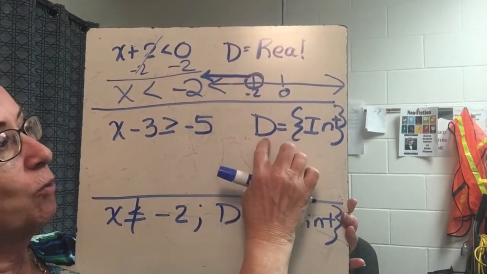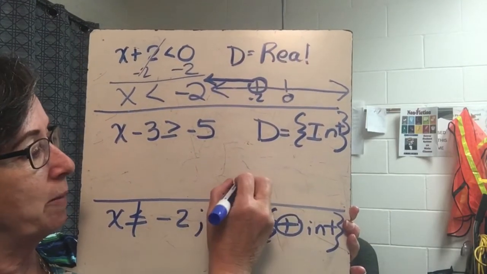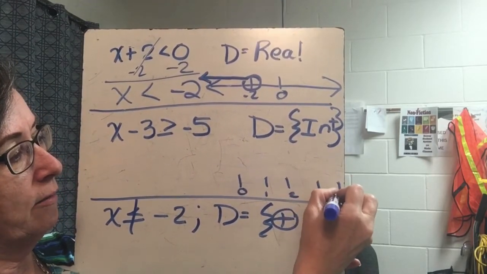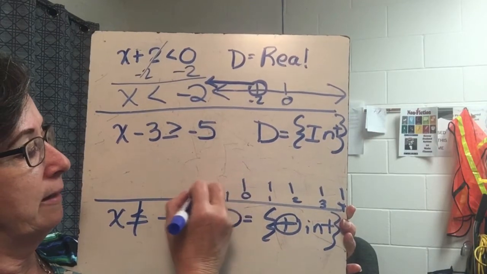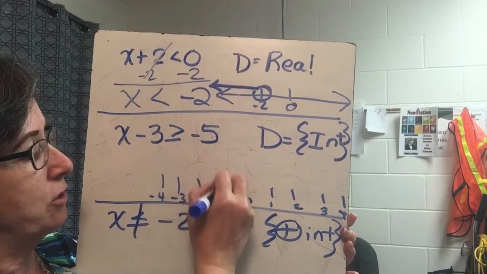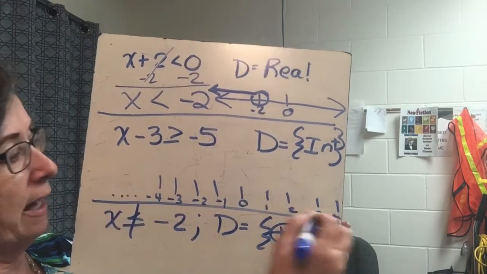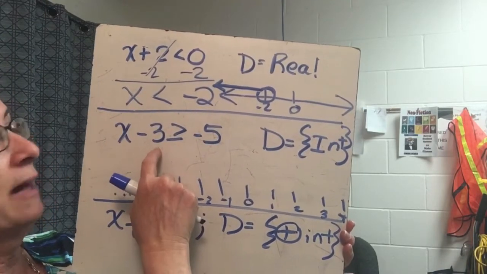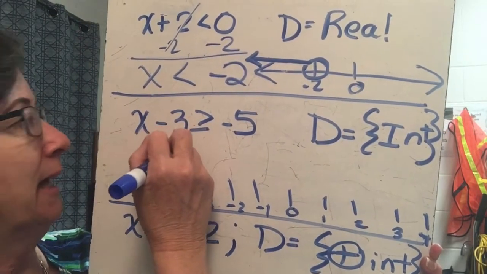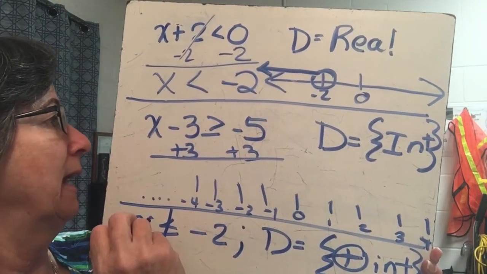Okay, so now we have our domain is the set of integers. So integers, remember, here's 0, 1, 2, 3, 4, -1, -2, -3, -4. Those are the integers. So we're not talking about all that's in between. Okay, so it does go on and on, doesn't it? So now, how can we get this into a form where we could graph it? If we add a 3 and we add a 3 over here, then what do we have?